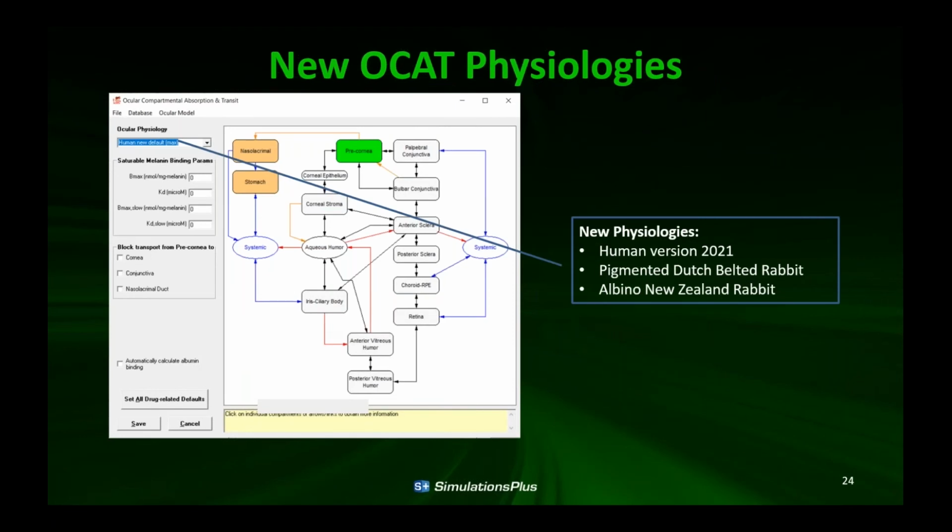For the ocular, OCAT physiology, this module had a significant improvement based on one of the FDA-funded collaboration projects. For this ocular physiology, we added three more physiologies. One is an updated human physiology, a new human 2021 version. And we have two strains of rabbit: one is the Dutch belted rabbit, another one is the New Zealand rabbit.